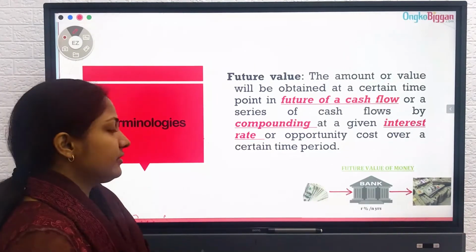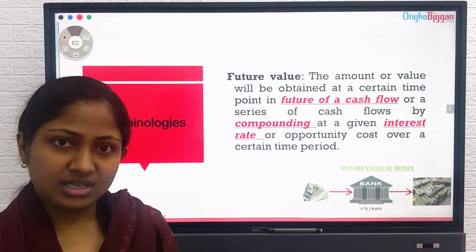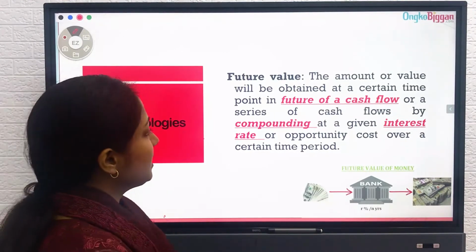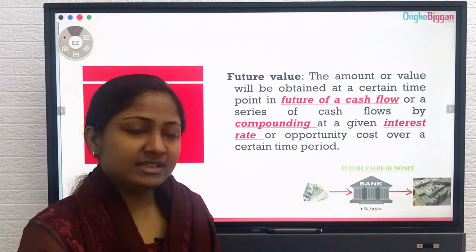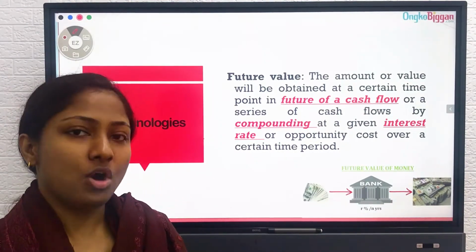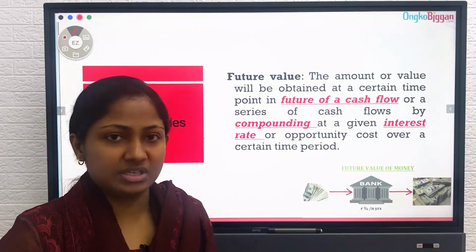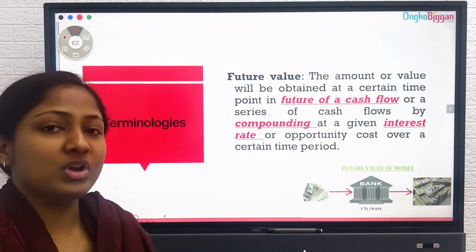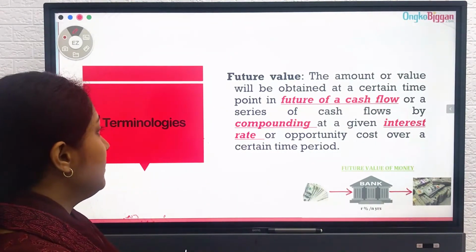So what is the future value? Future value is very easy. For example, you have $100 now. After 2 years, how much money will you get? But by adding the interest rate, not the discount rate. The discount rate will only occur when you calculate the present value situation. But when you calculate the future value situation, you have to have the interest rate. So the amount or value will be obtained.